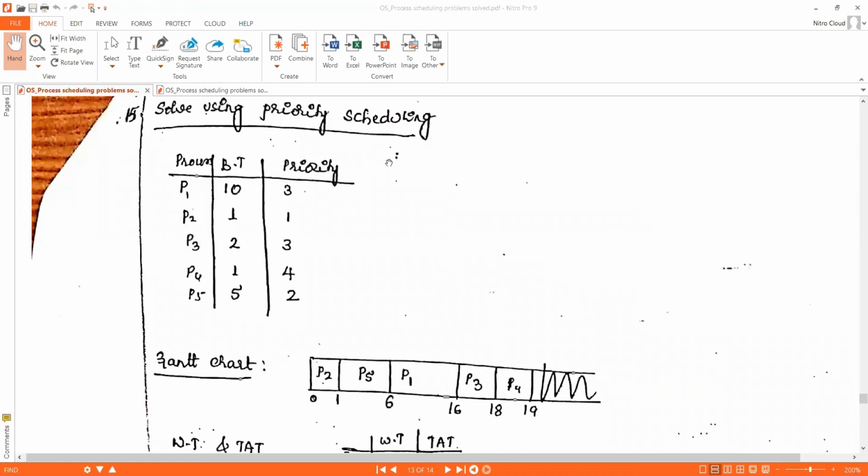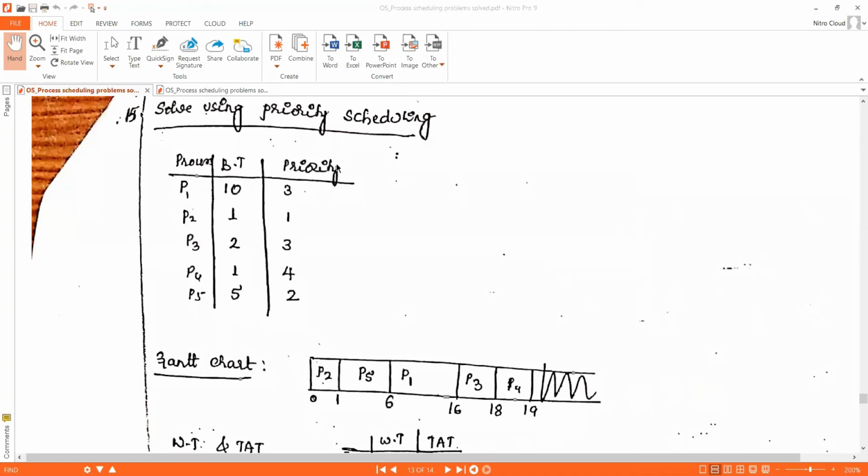Solve this problem using priority scheduling. Here the given processes are process 1, process 2, process 3, process 4 and process 5. We have 5 processes and their burst times are also given. Process 1 burst time is 10, process 2 burst time is 1, process 3 burst time is 2, process 4 burst time is 1, process 5 burst time is 5.